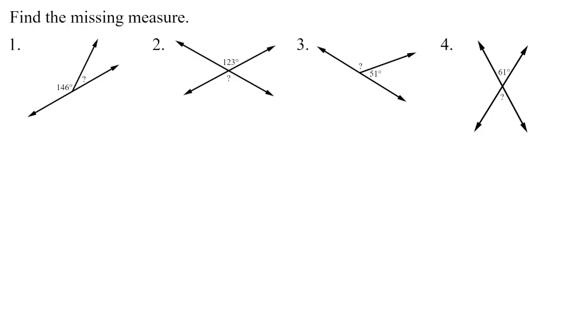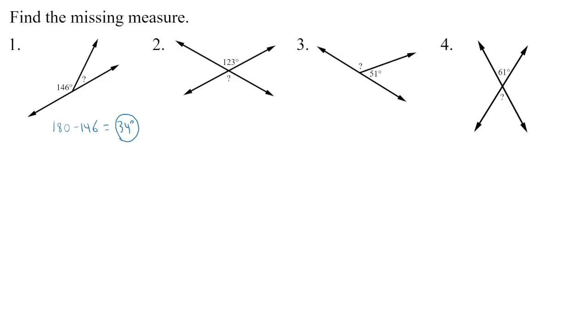One angle is 146 and you're asked to find another. You should recognize that they are a linear pair, meaning they're supplementary. They add up to be 180. Therefore, to find the other angle, you subtract 146 from 180, and you would get 34. So the solution is 34 degrees.